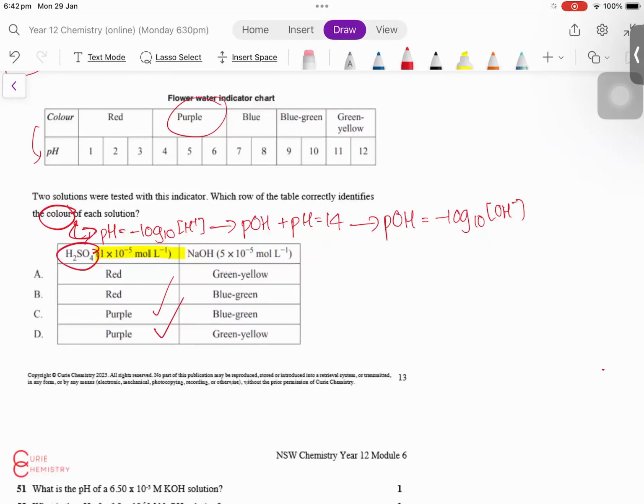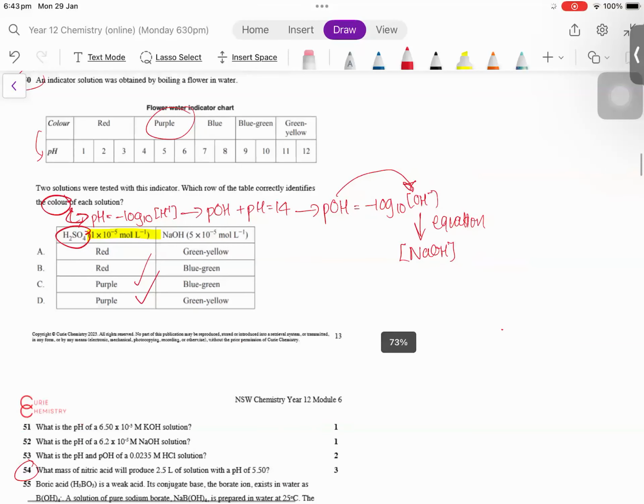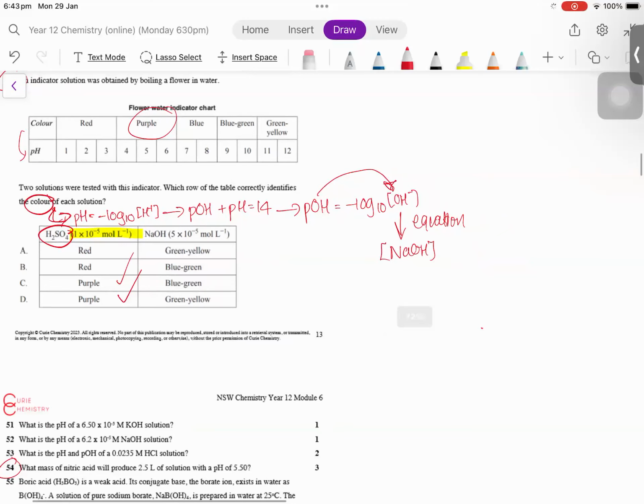So then working backwards from color, I need pH. From pH, I need pOH. From pOH, Justin gave us the equation. I need OH minus. From OH minus, it comes from the base. And the base in the question is NaOH. So I need the concentration of NaOH. But for me to link the OH minus concentration to the NaOH concentration, I need the equation. So same steps, except that you need to calculate pOH first.